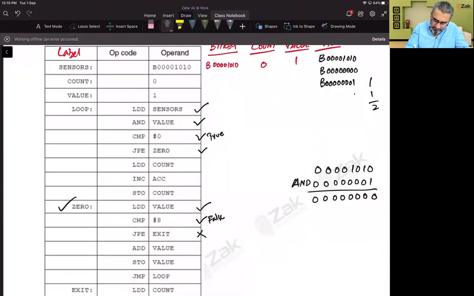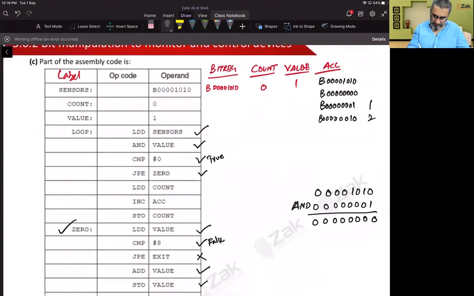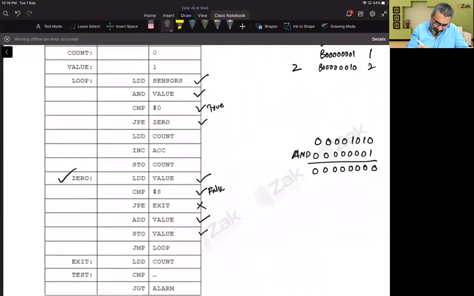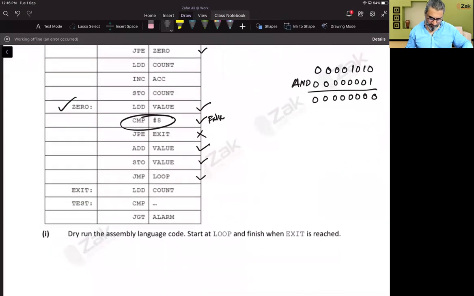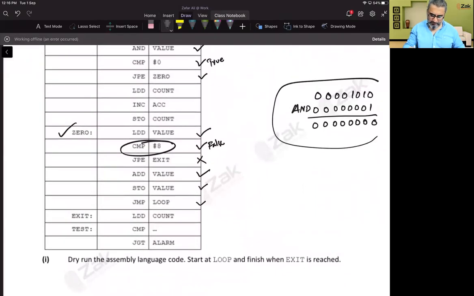So what would we have now? 0 1 2, 1 2 3 4 5 6 7 8. Or you may write 2 over here. Then we have store at value. So value would become now 2. Jump to loop, and we will get back to loop, and you would have to complete it until it becomes equal to 8. All right, so complete it. See if you could do it properly. You would have to perform such operations.